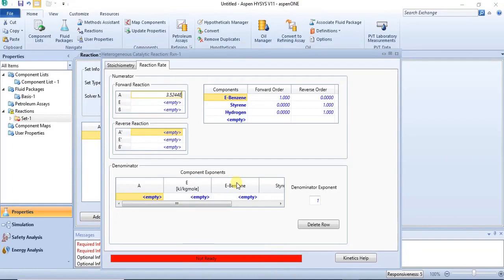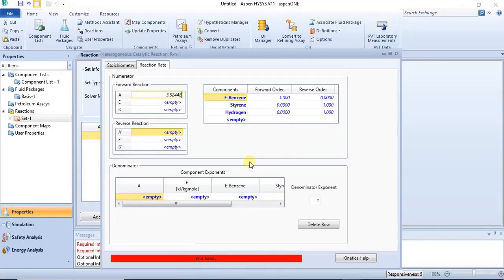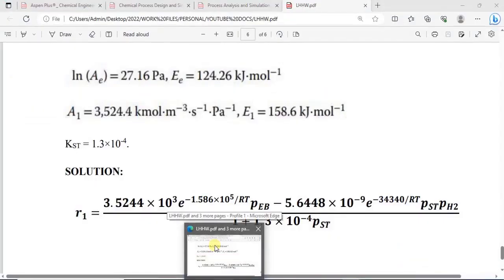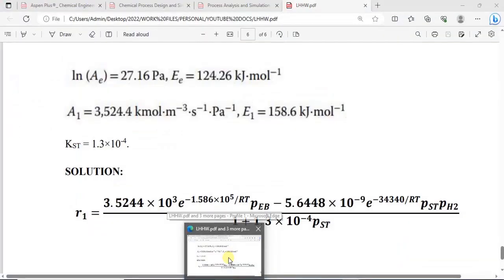E3. So this is the value for A, and then E is 1.586 E5, right? Yes, that should be the value, 1.586 E5. Yes, because A1 is 158.6, right?